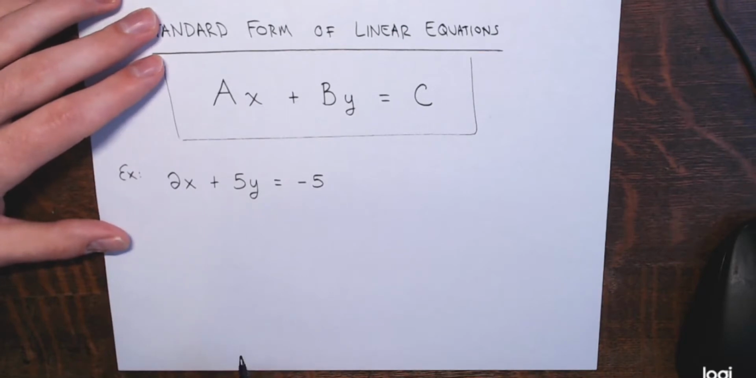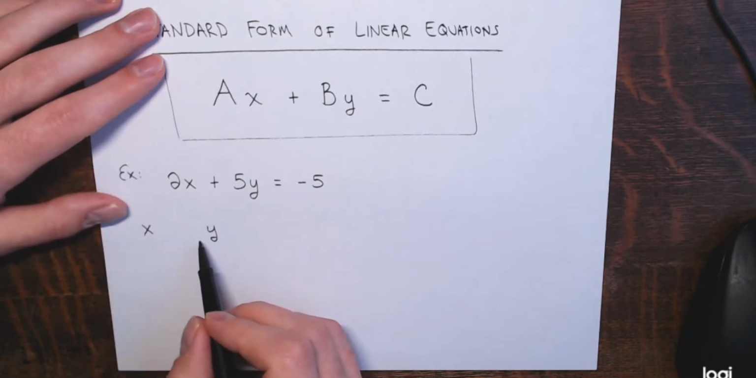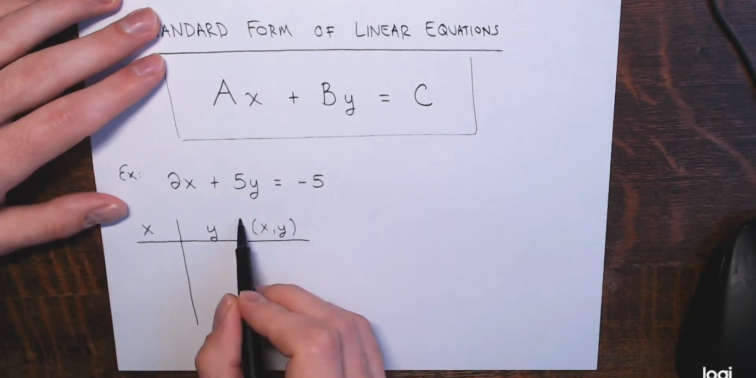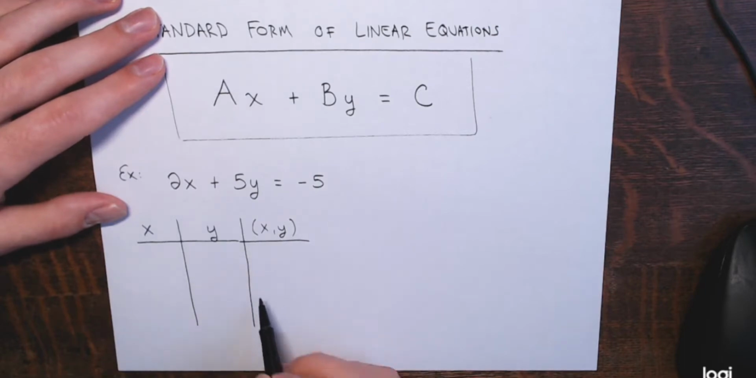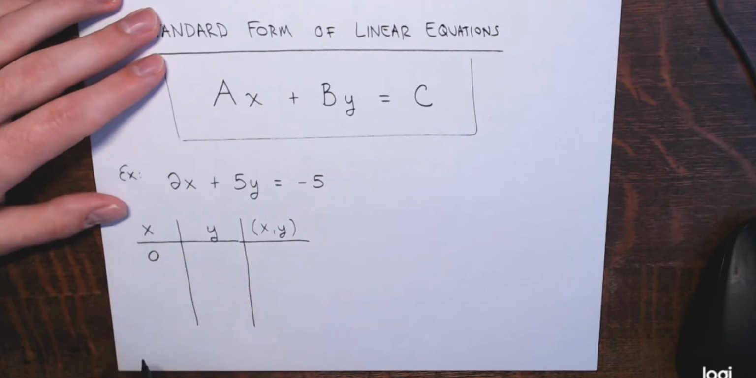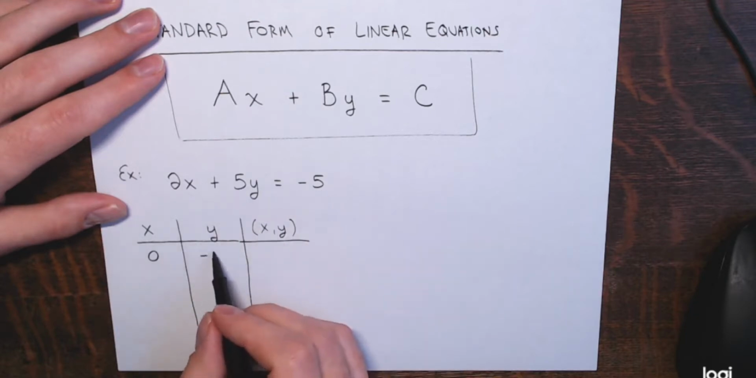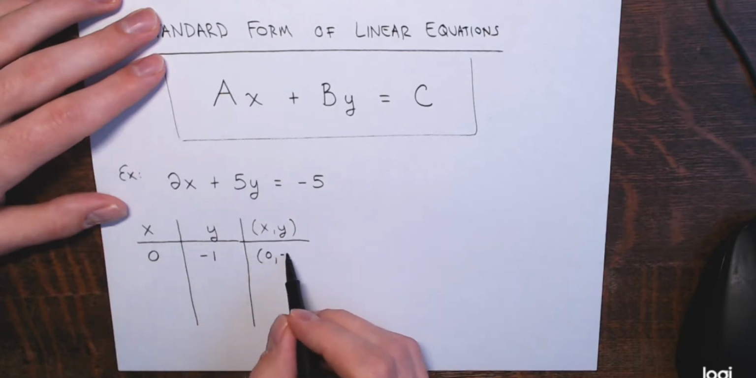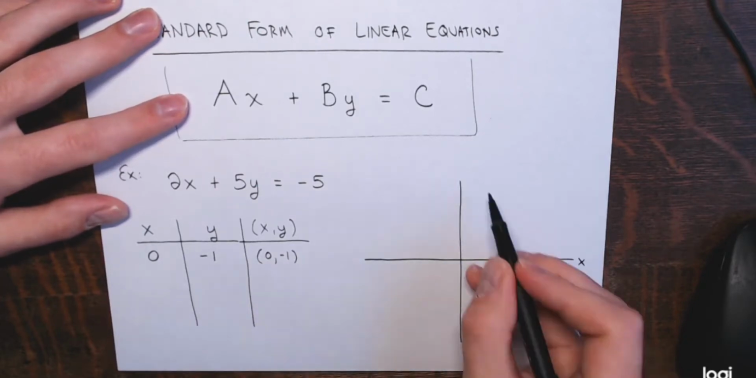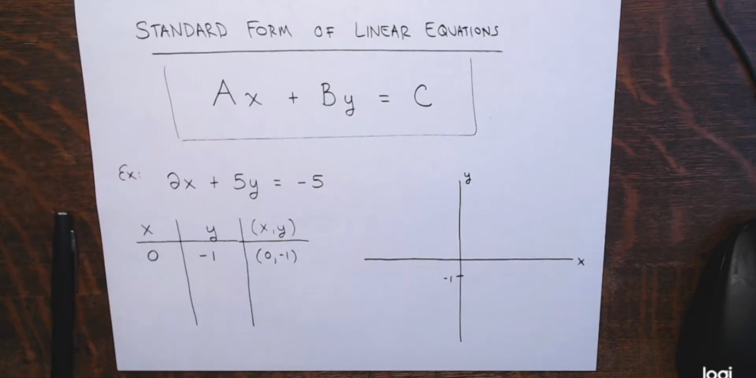Very simply, I can make a table: x, y, and then the solution as an ordered pair. You don't have to have that third column if you don't want to, as long as you understand the ordered pair as a solution. If x were 0, you'd have just 5y equals -5, divided by 5, y would have to be -1. So 0, -1 is a solution. When I go to graph this, if you have graph paper, that might make these a little cleaner looking. But 0 for the x, -1 for the y.